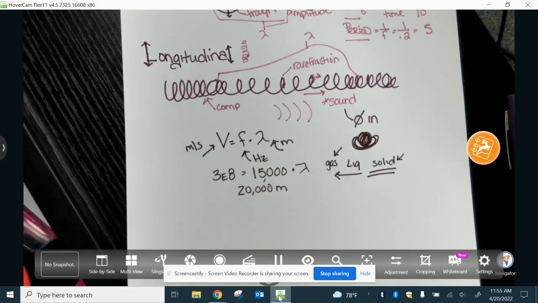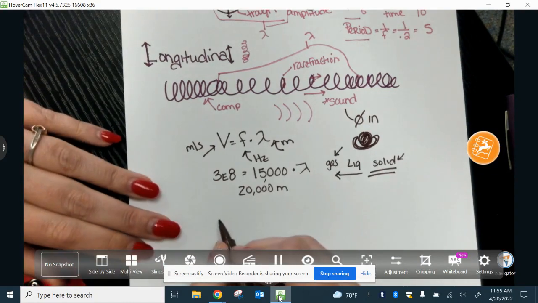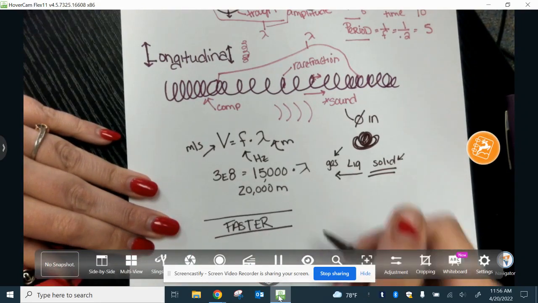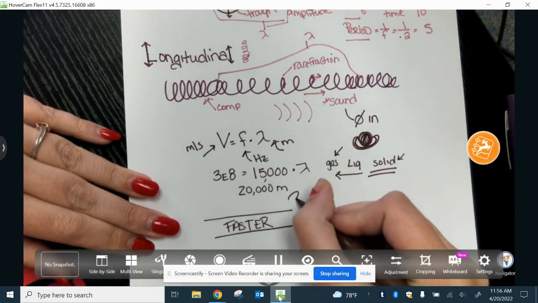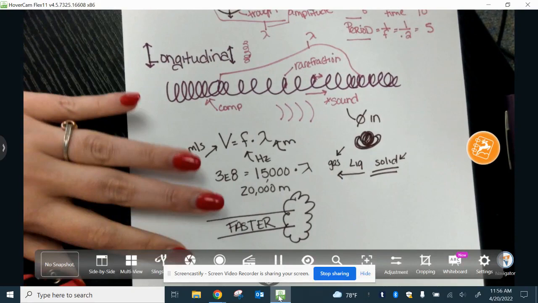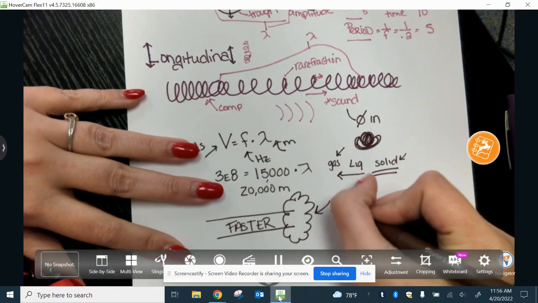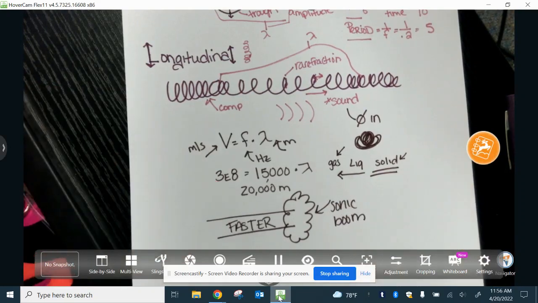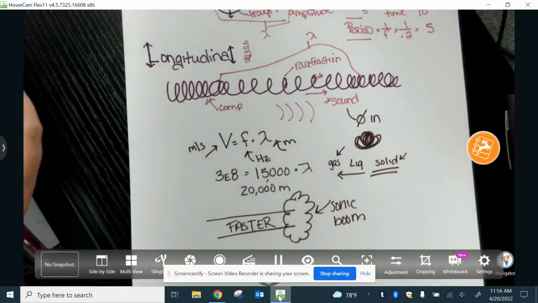When something's flying through the air and it's faster than sound, which is around 340 meters per second, what you create with that high pressure is a sonic boom. You're going to hear it. It produces a shock wave.